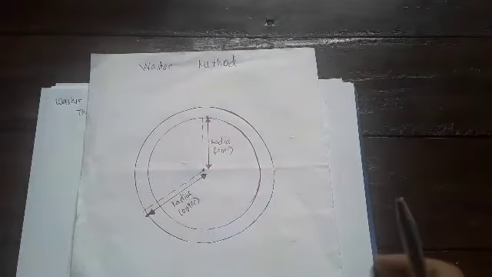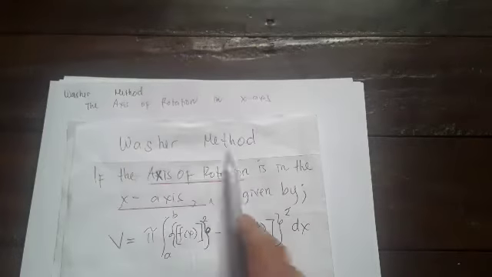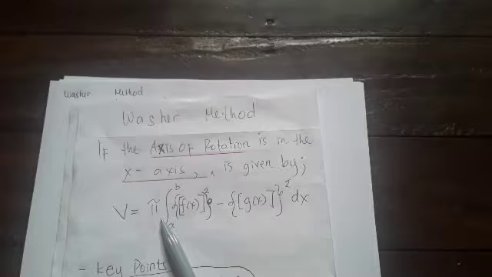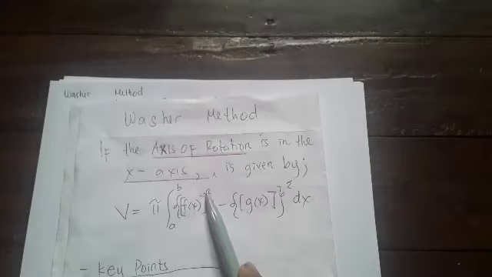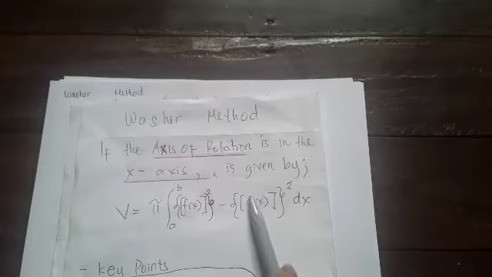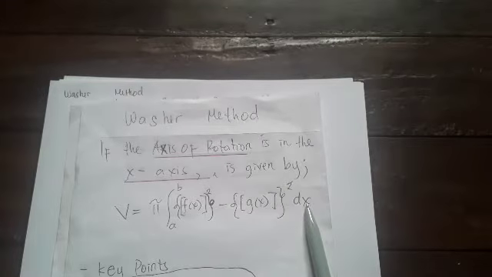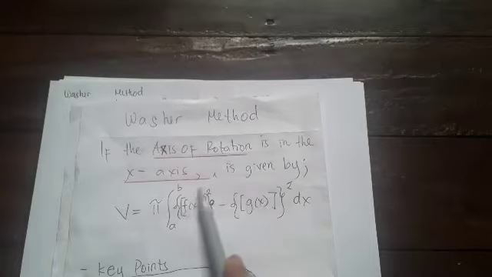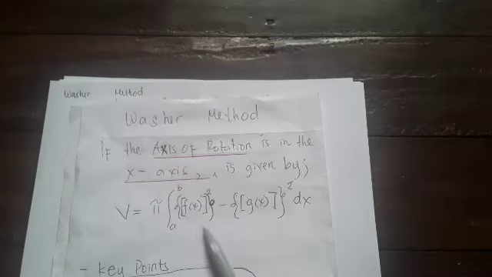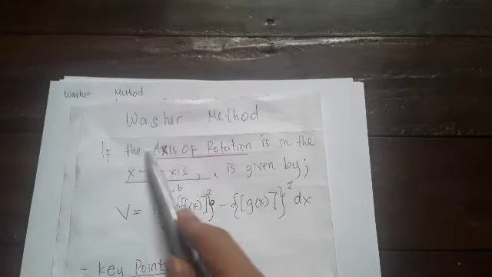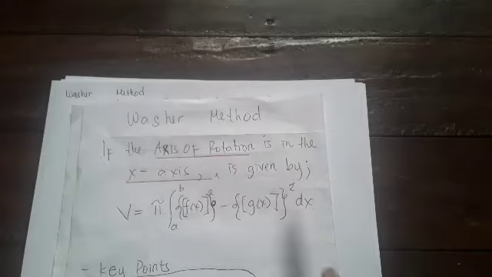For the radius, we have two formulas. It depends upon the axis of rotation. For the washer method, if the axis of rotation is the x-axis, take note, the volume is given by V equals pi times the integral of f of x raised to the second power minus g of x raised to the second power with respect to x, because the function in our integrand is in terms of x, and the rotation occurs in the x-axis. That's why dx here.